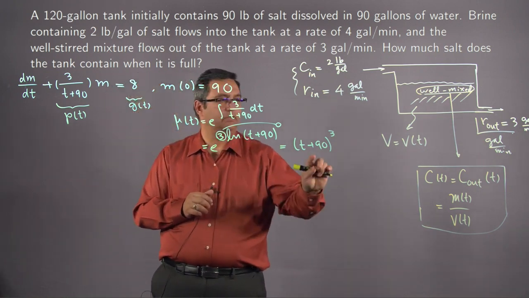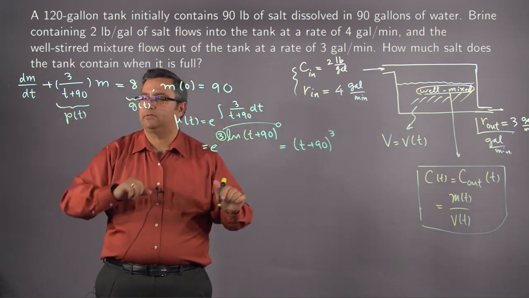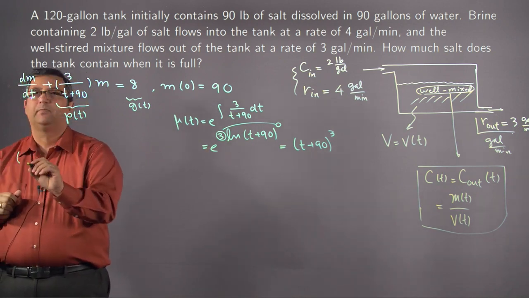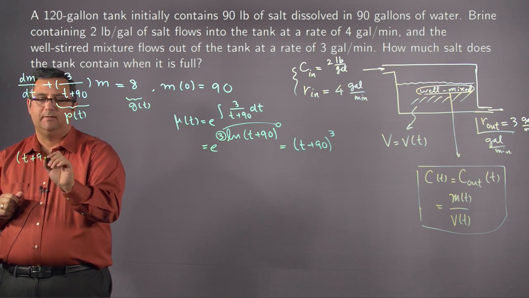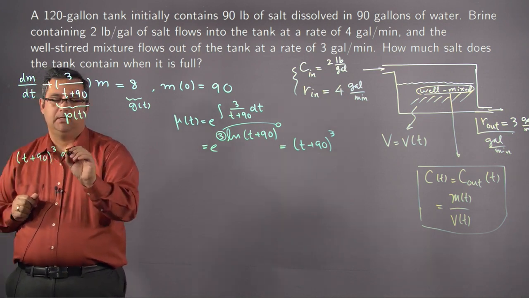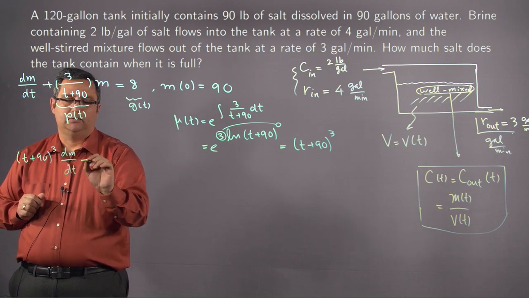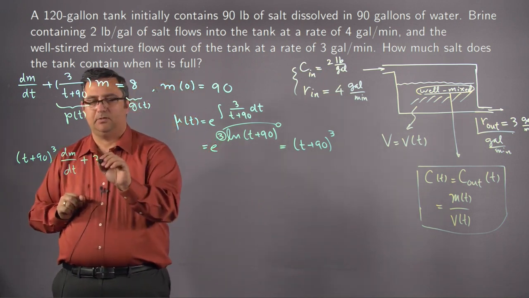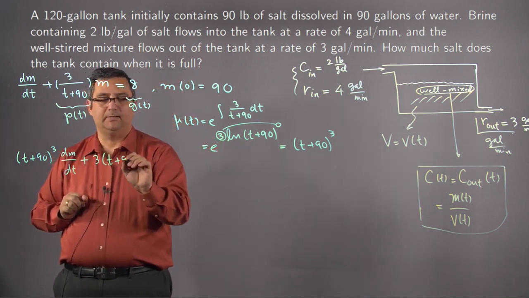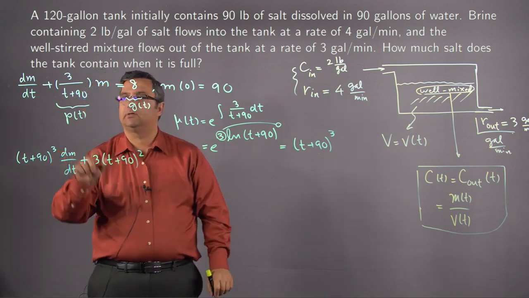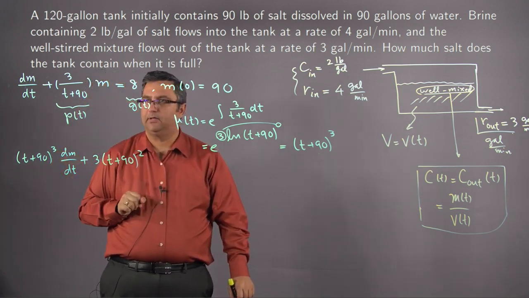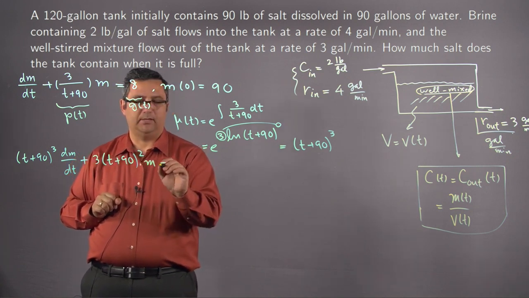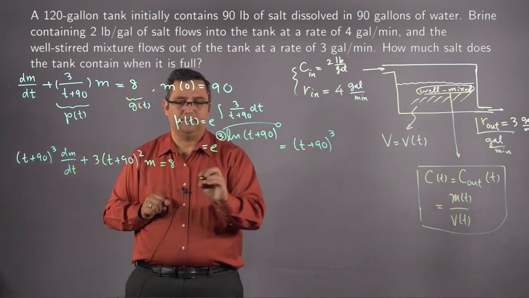What that means is if I multiply both sides of this equation by the integrating factor, I'll get t plus 90 cubed dm by dt plus, multiplying this by this term, gives me 3 times t plus 90 squared, because of this t plus 90 factor in the denominator, times m, and this is equal to 8, multiplied by the integrating factor.